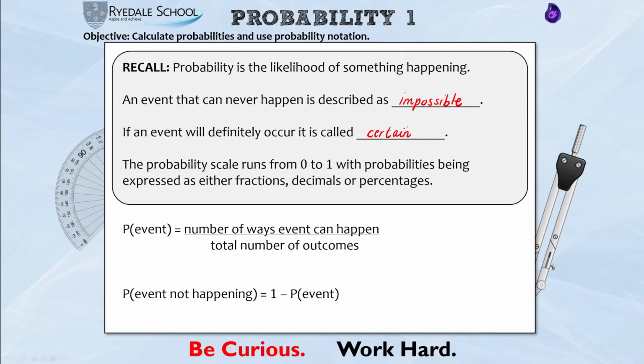And you might be familiar with other pieces of vocabulary such as likely, unlikely, equal chance, but just using words alone is not good enough to describe probability, so we use a number scale. And the probability number scale runs from 0 to 1, and you can express your probabilities using either fractions, decimals, or percentages. Now, obviously, if you're using percentages, the scale would run from 0 to 100%.